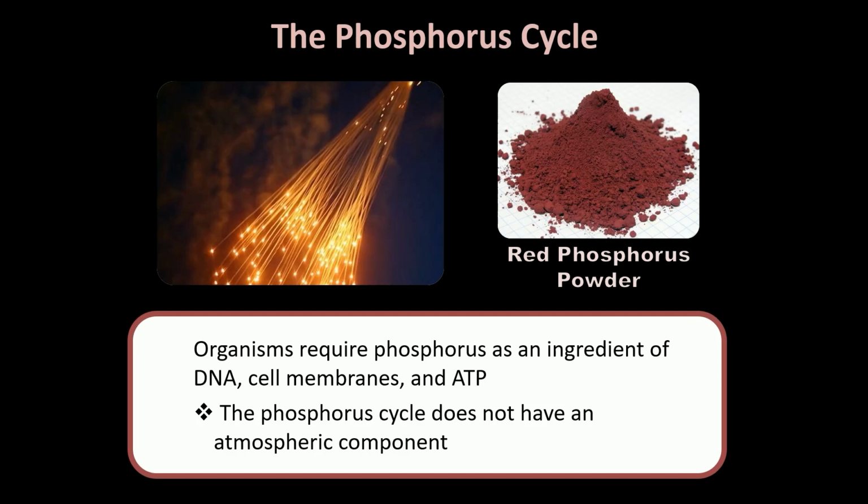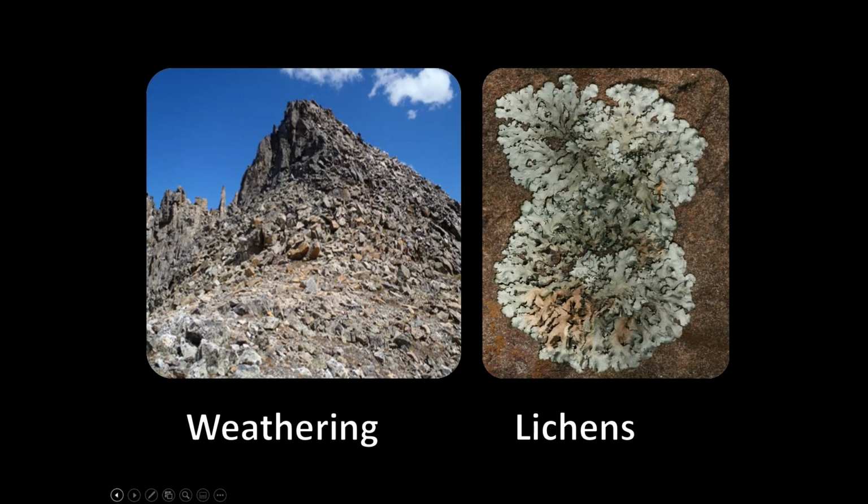So if the phosphorus isn't held in the atmosphere, where is it being stored? It's being stored in rocks, in rocks up in mountains. So here I have a picture of a big rocky mountain, and you can see that there's lots of little bits and pieces of broken rock on the mountainside, and that's as a result of something we call weathering.